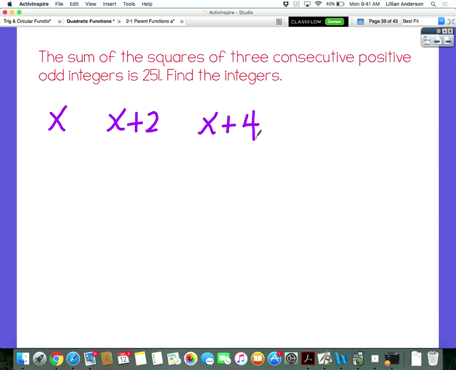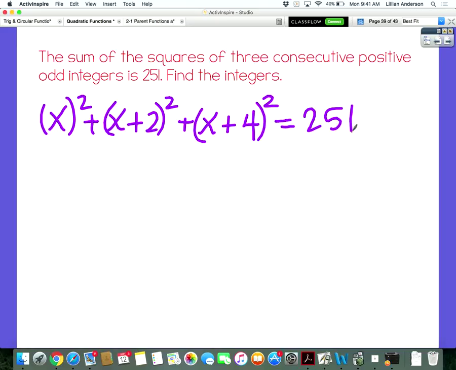So, this right here represents 3 consecutive odd integers. Because if x was 3, then 3 plus 2 is 5, 3 plus 4 is 7. That's 3 consecutive odd integers. It said the sum of the squares. What does that mean? After squaring them, you have to add them. The sum of the squares of three consecutive positive odd integers is 251. This should have been the equation that you set up to solve for this one.